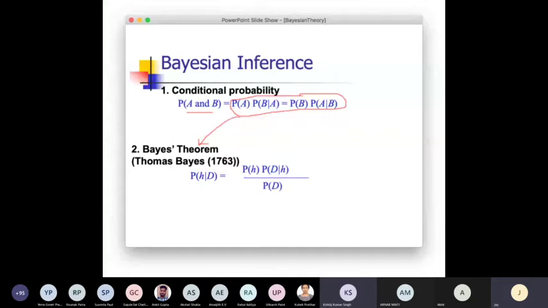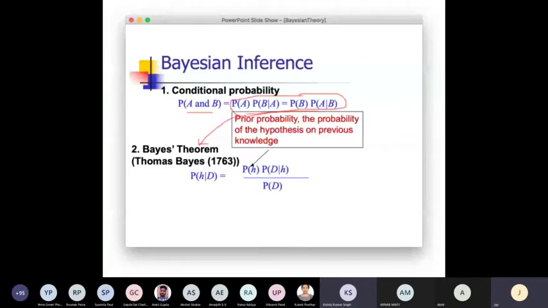If you consider the components of this relationship, the probability of the hypothesis is considered the prior probability. That is the probability of the hypothesis based on previous knowledge. This is some kind of prior knowledge, I mean, some preferences over certain hypotheses.